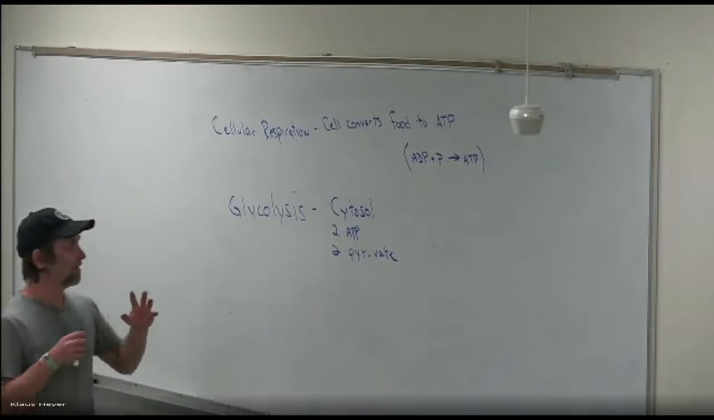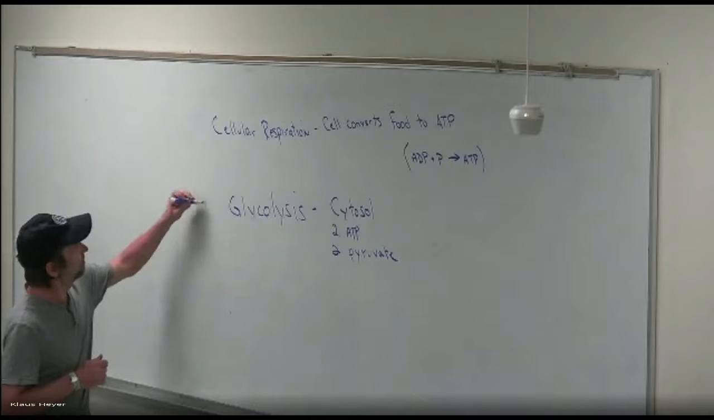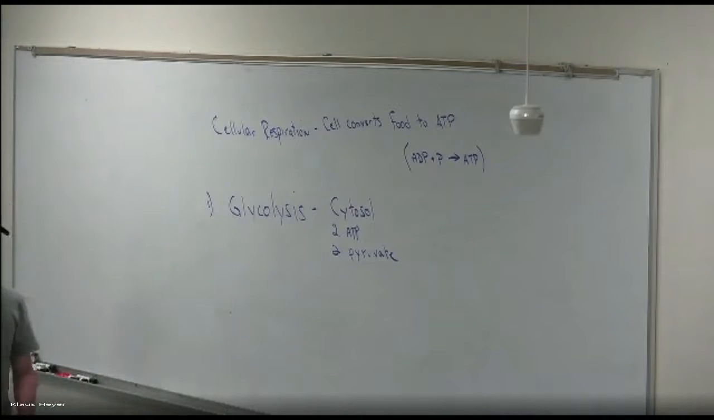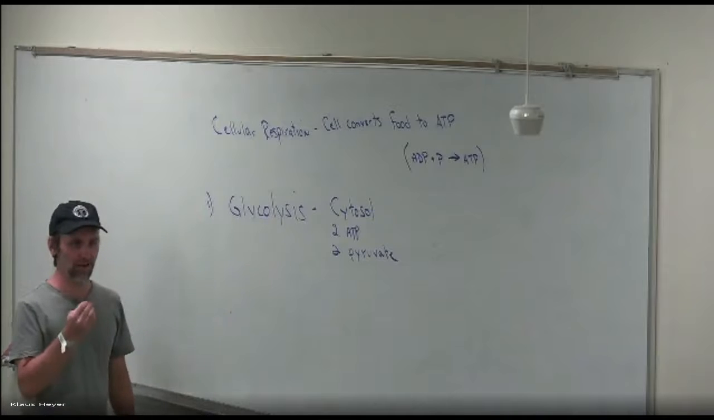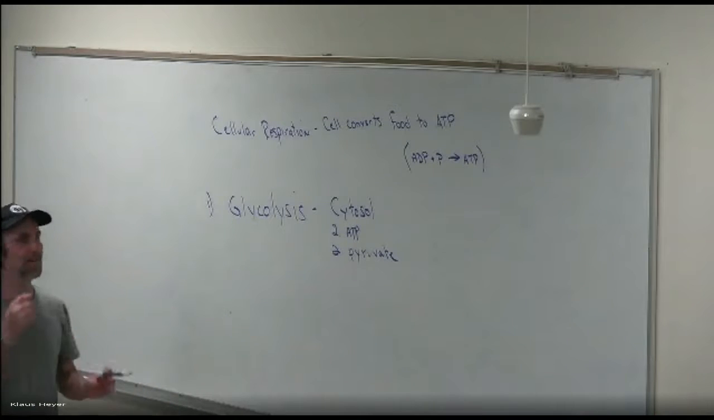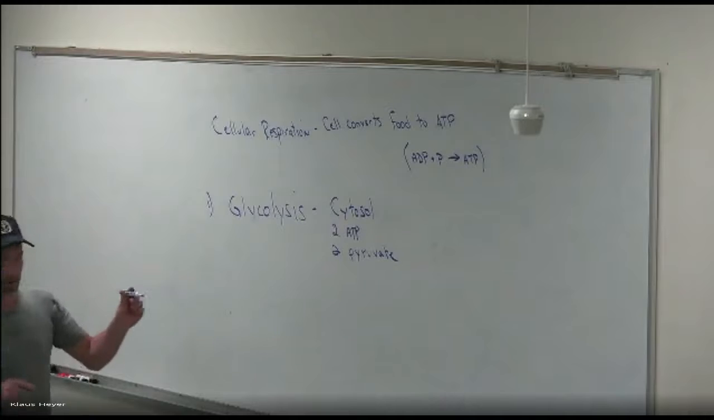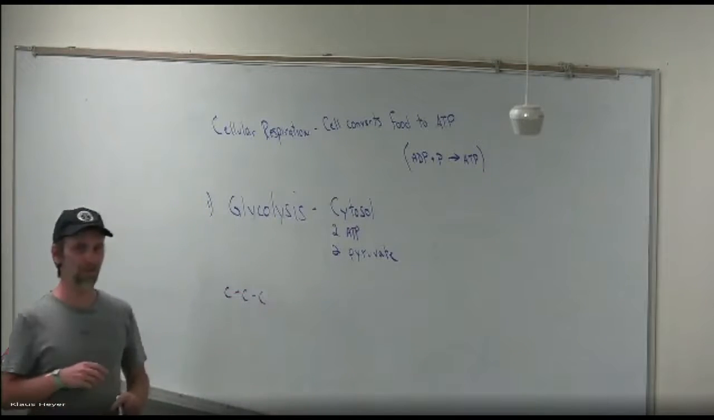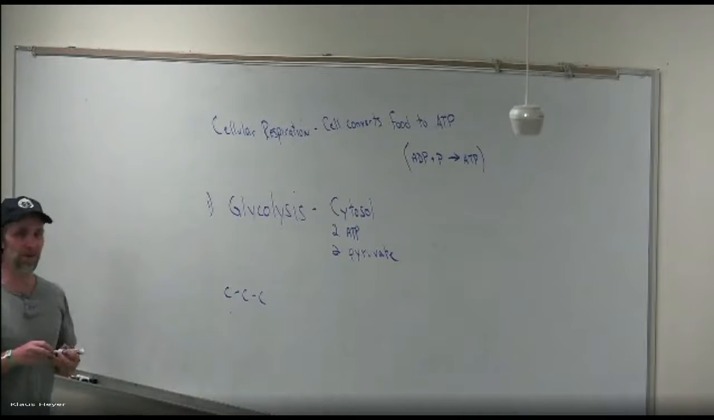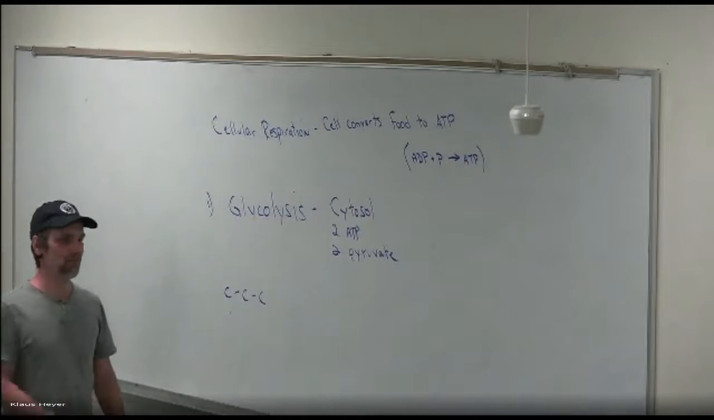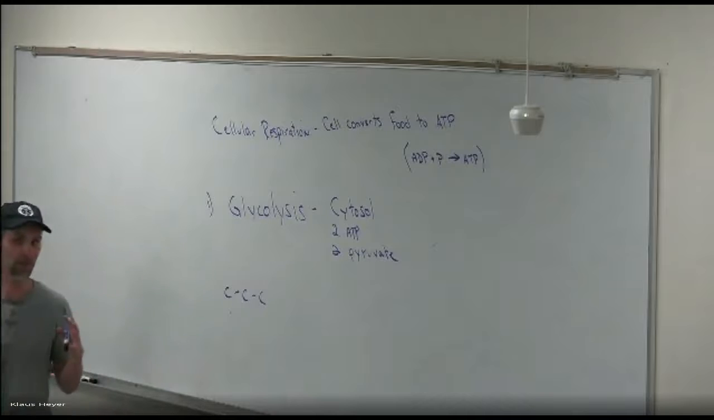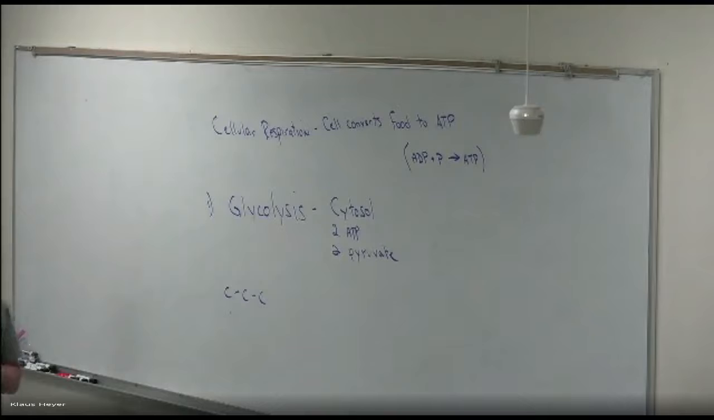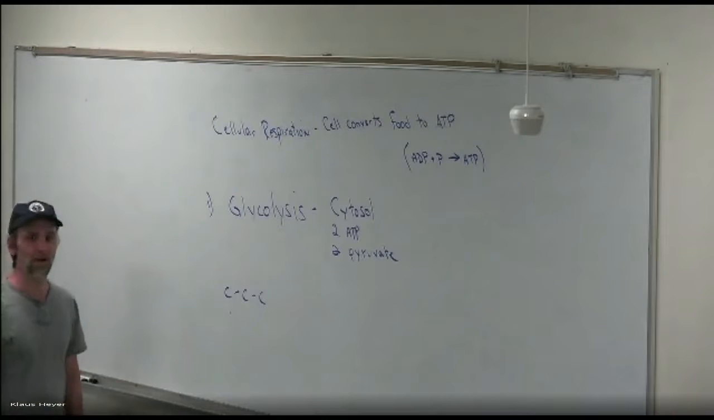So that's step 1, glycolysis. Before we go into step 2, which is the Krebs cycle or citric acid cycle, there's a little intermediate step. This pyruvate is 3 carbons long. It's still too big to get into the Krebs cycle. The Krebs cycle only wants things that are 2 carbons long, so we have to take a carbon off of this.